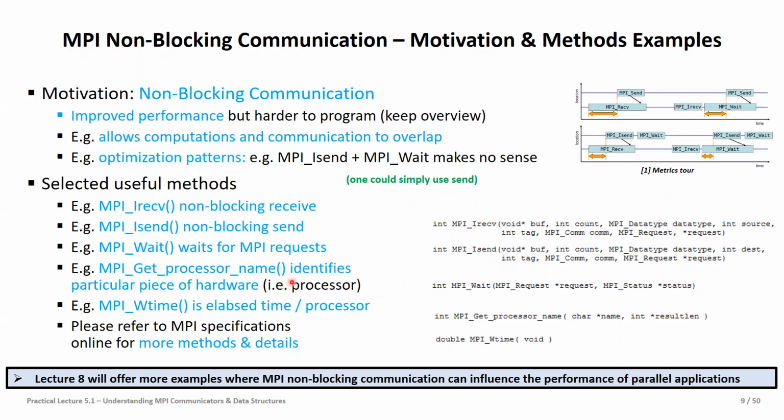That could be interesting, especially for debugging, or when you want some output showing where something was computed. We have the W time here, the elapsed time per processor, and there are many others in the MPI implementation and specifications of the standard, meaning that MPI is a rich standard. It has lots of operations. Here you see parts of the MPI specification that we're going to reuse in some of the practicals.